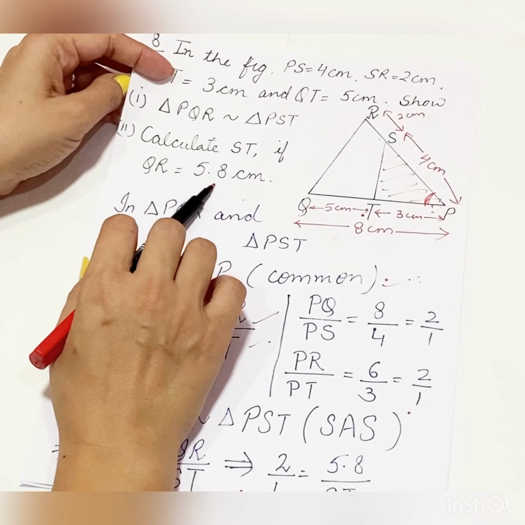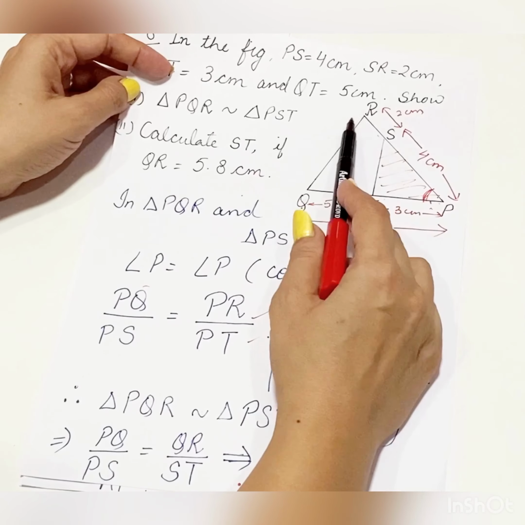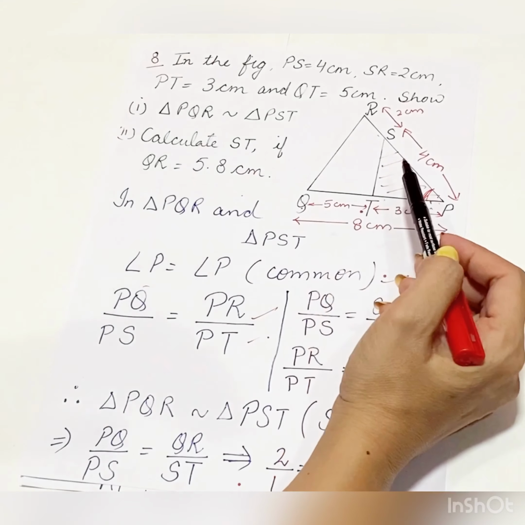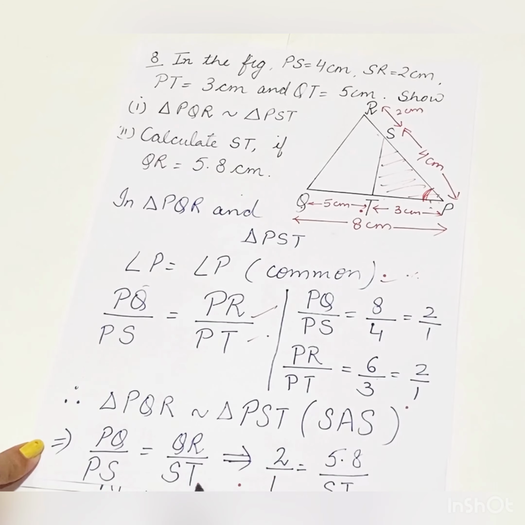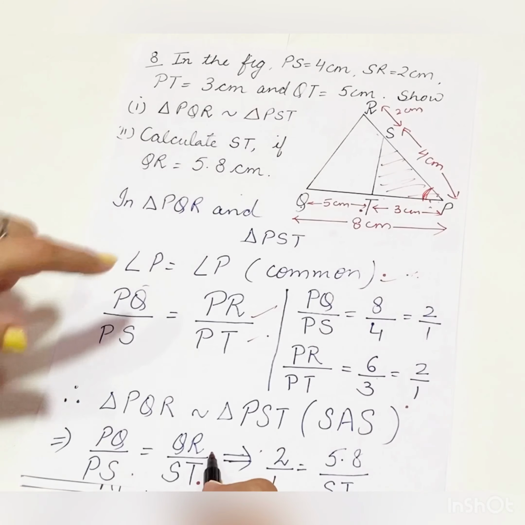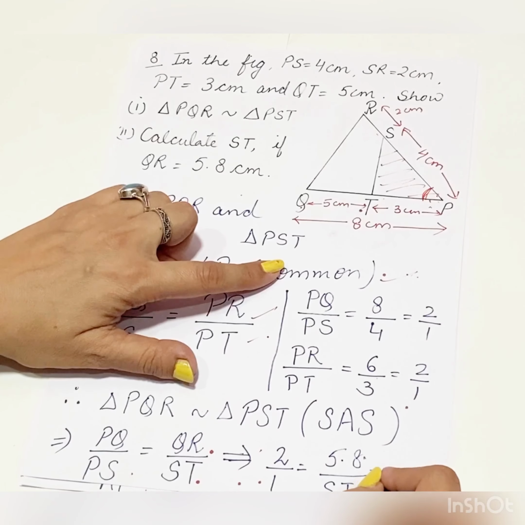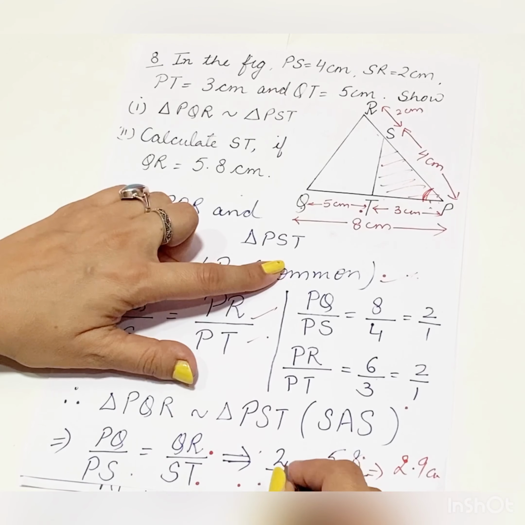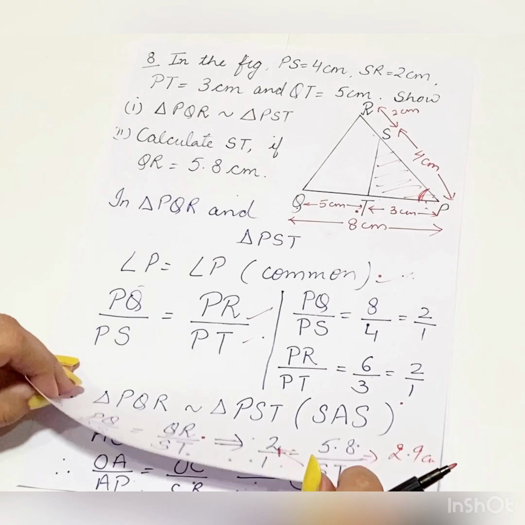Calculate ST if QR is equal to 5.8 centimeter. It's very simple. QR, this is the third side of the bigger triangle, and ST is the third side of the smaller triangle. So there, this ratio is 2 upon 1. So QR upon ST is also 2 upon 1 you will have. And QR is given to be how much? 5.8. From here you can calculate ST. ST will come out to be 2.9 centimeter. When you cross multiply it, ST comes out to be 2.9 centimeters.